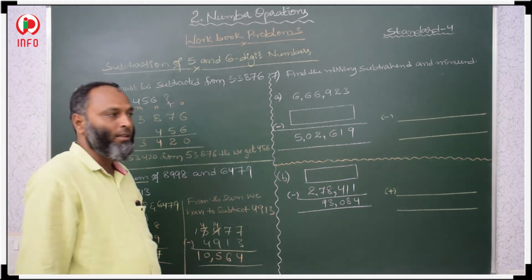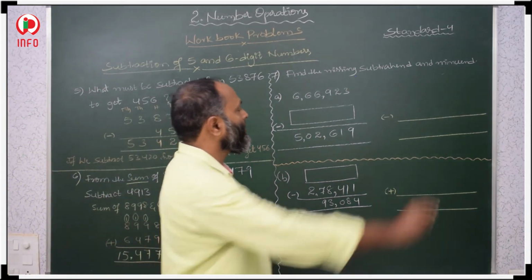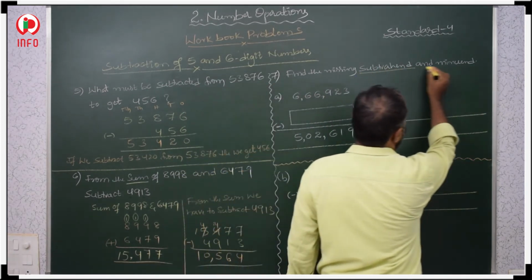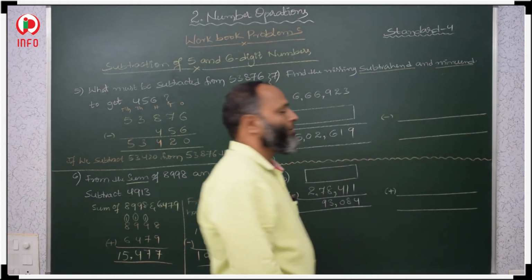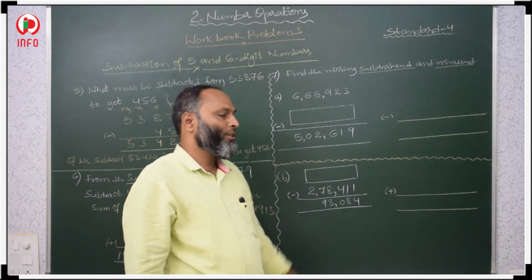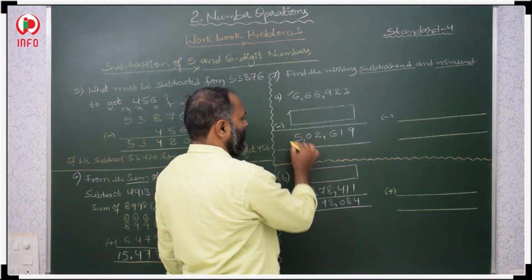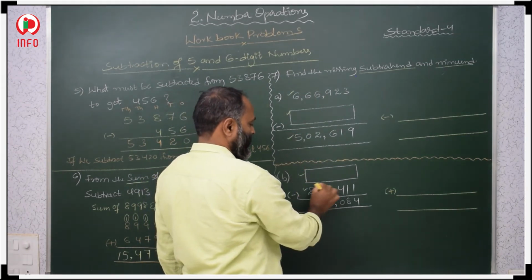Now, in the next question, find the missing subtrahend or minuend. In some questions, the subtrahend is absent. In some questions, the minuend is absent. Here, this is first, this is second, this is third.